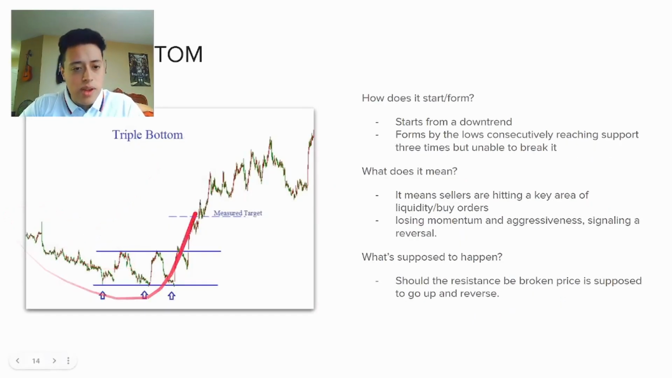So yeah, be careful. Anyways, triple bottom is the same thing. Price is hitting the support three times and then it breaks. There wasn't really a recheck here, like, what's it called? When price breaks and a retest. I guess technically it was here, but it broke back down. But anyways, it essentially starts from a downtrend, forms by the lows consecutively reaching support three times but unable to break it. It means sellers are hitting a key area of liquidity in buy orders and they're losing momentum and aggressiveness, signaling a reversal. Should the resistance line be broken, that's where price is supposed to go up and reverse.